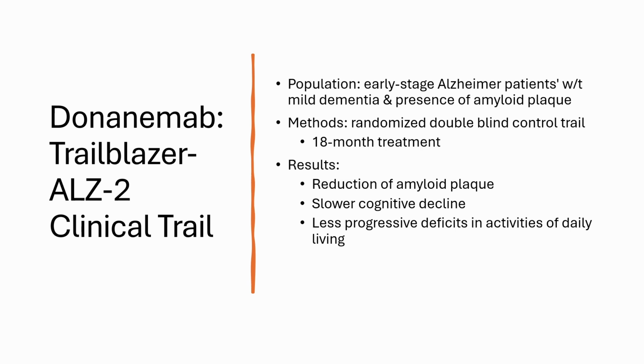In a clinical trial using donanemab, a population of patients with early stage Alzheimer's, all having the presence of a beta amyloid plaque, they used a double-blind control trial with an 18-month-long treatment plan. And of the population that were involved, it was seen that there was a reduction of amyloid plaques due to the phagocytosis, and there was a slower cognitive decline, specifically 35% slower cognitive decline seen in those receiving the drug. They also saw less progressive deficits in activities of daily living.